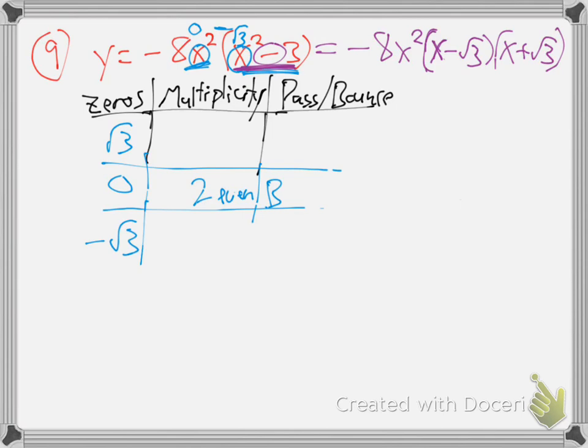So the multiplicity for each of those is 1, right? Because they have an invisible, understood 1 power on each parenthesis, and 2 on the x. So they each have multiplicity 1. Is that making sense? Yeah. They're each an invisible 1 power on the parentheses, so they're both odd, so they're both a pass-through.